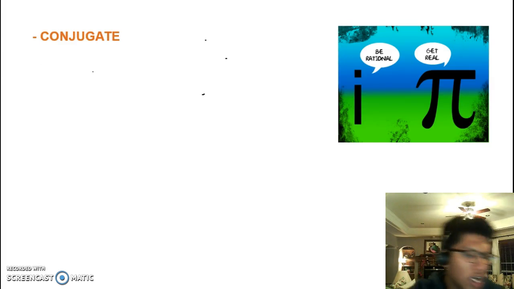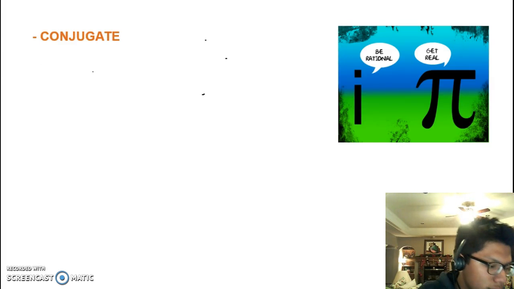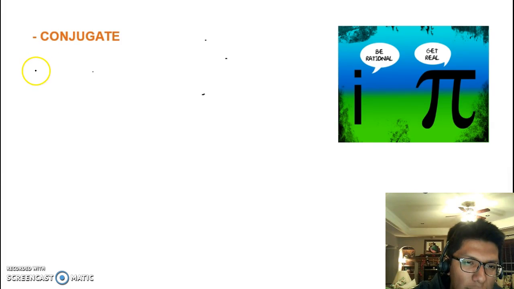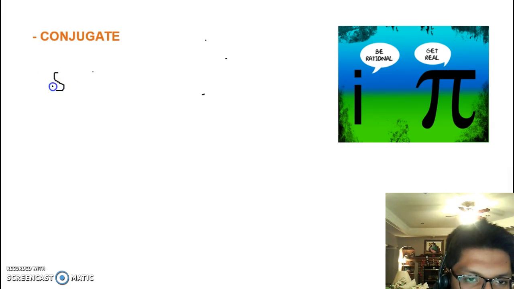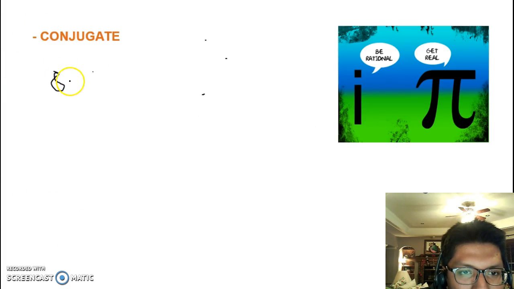Now we can move on to our conjugates. A conjugate is just a complex number. Let's use one from the previous slide. Let's use 8, what was it? 8 minus 5i. And all you do is change the sign. So it's going to be 8 plus 5i.